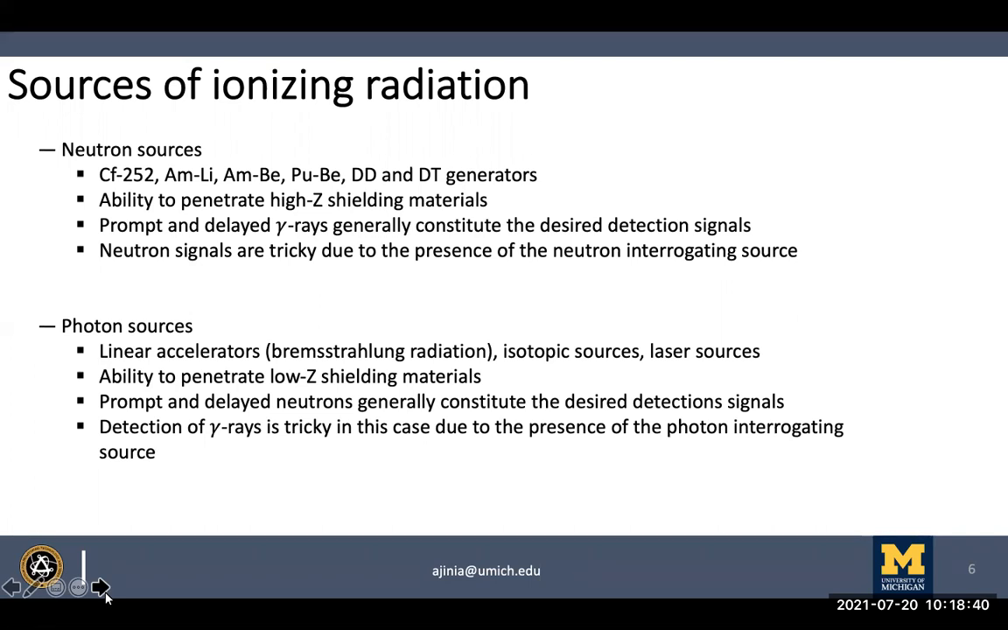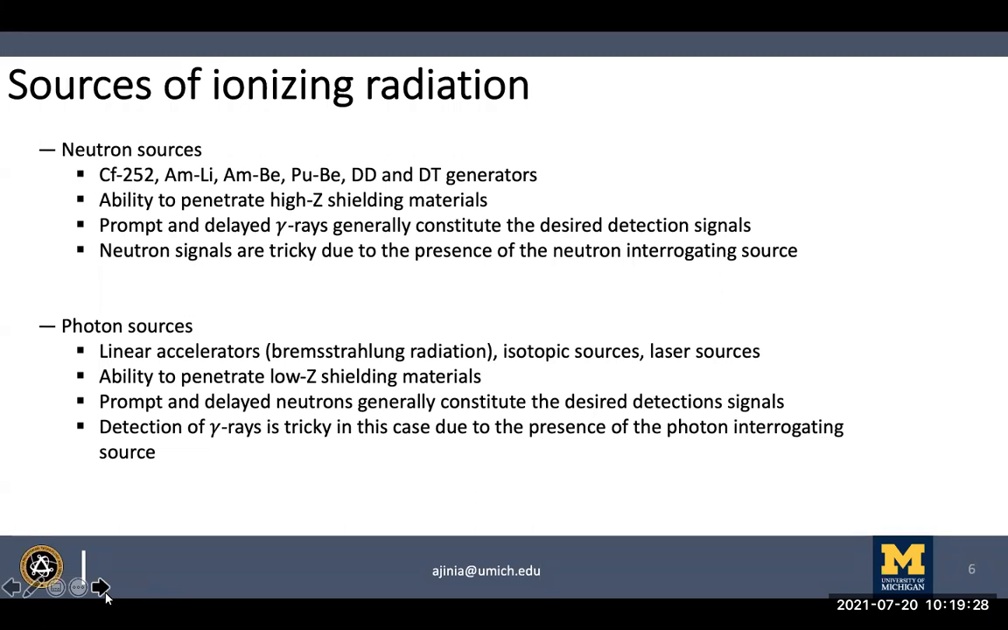The next type of ionizing radiation is photon sources. For photon sources, we have linear accelerators, isotopic sources, and laser sources. Obviously we know high-Z shielding targets will attenuate the photon source, so photons can only penetrate low-Z targets. To make our detection system easier, we detect prompt neutrons and delayed neutrons during photon active interrogation. And in this case, detection of gamma rays is tricky due to the presence of the photon interrogating source.